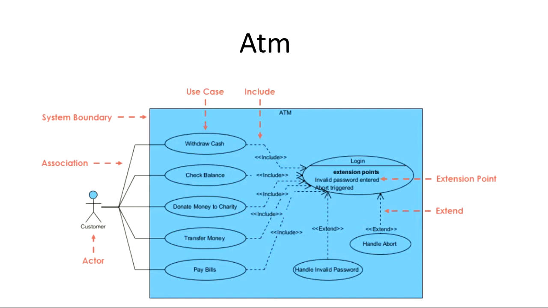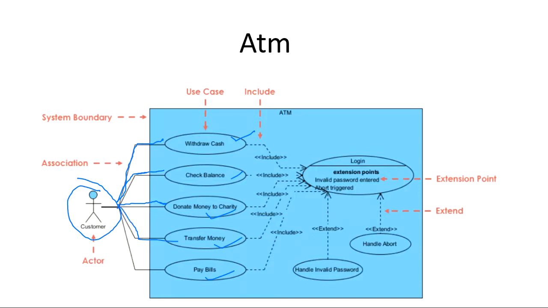Okay, so this is the actor, customer, and these are our use cases: withdraw cash, check balance, donate money, transfer money, pay bills. So these are the association lines. You can draw them directly also; just for the visual representation they have drawn it like this and then this. Okay, it's up to you.